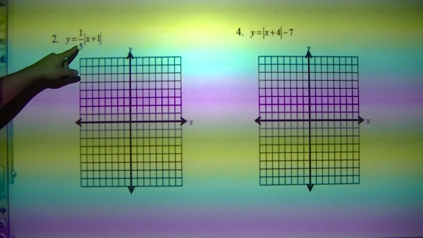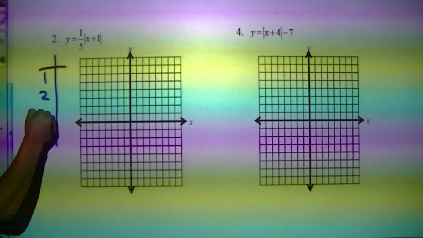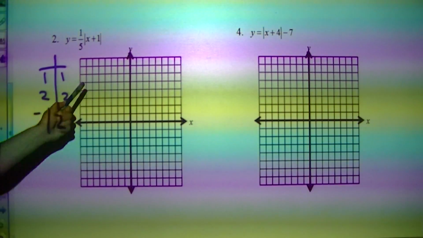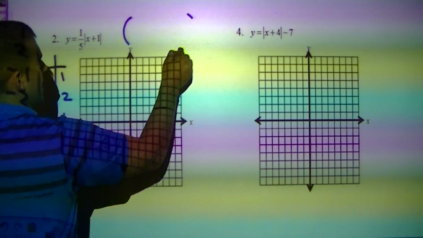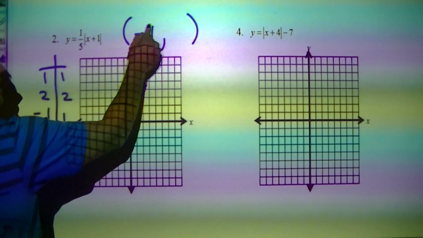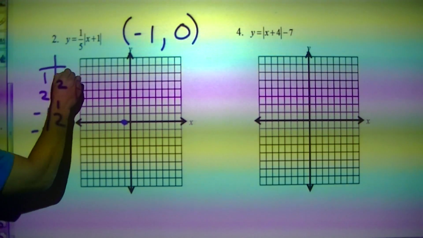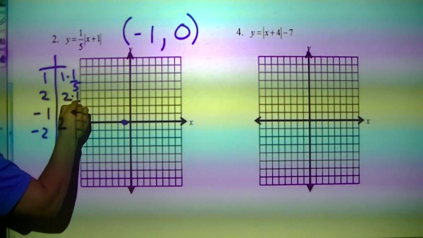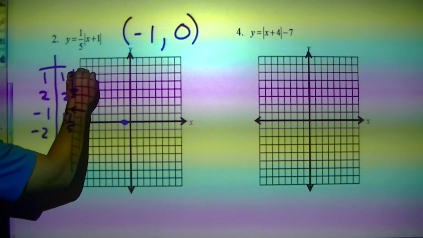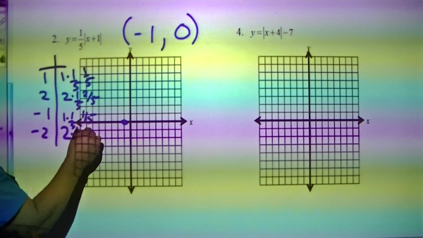Absolute value. So what I'm going to have there for absolute value is 1, 2, -1, -2, so 1, 2, 1, 2. That's where I'm going to start from. Now, since my anchor point, everything is inside, inside is going to be -1, because it's opposite. Outside is 0, so here's where I'm at, right there. Now, since this is 1/5, I'm going to multiply all these by 1/5. So that's going to be 1/5, 2/5, 1/5, 2/5.